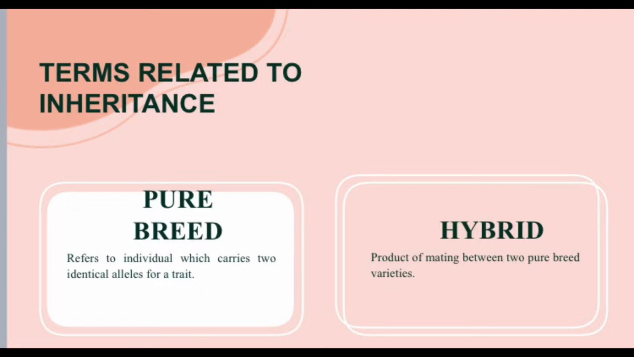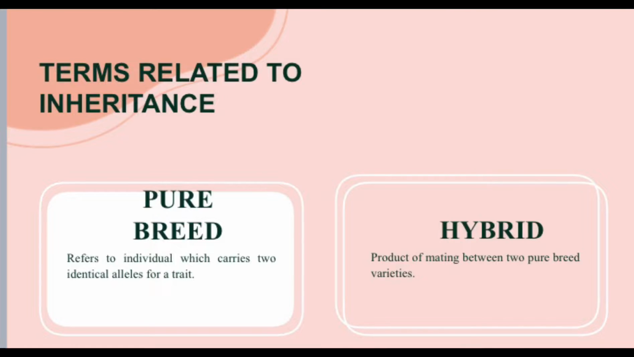I think this is the last one for the terms. Okay, we have pure breed. Pure breed refers to an individual which carries two identical alleles for a trait. So if we want to remember it, just remember an individual that has two identical alleles for a trait.